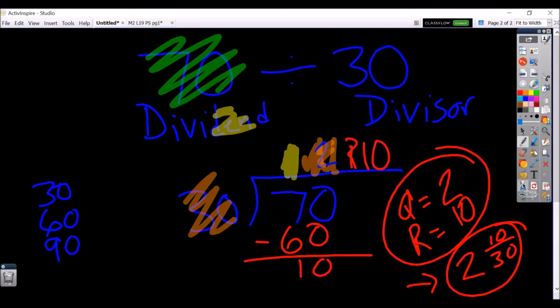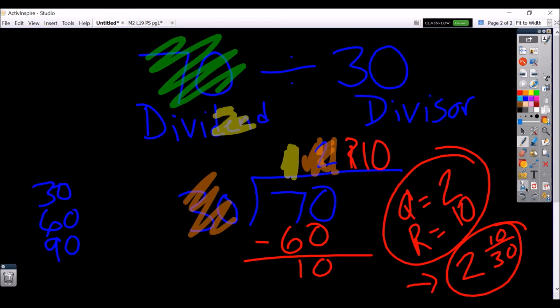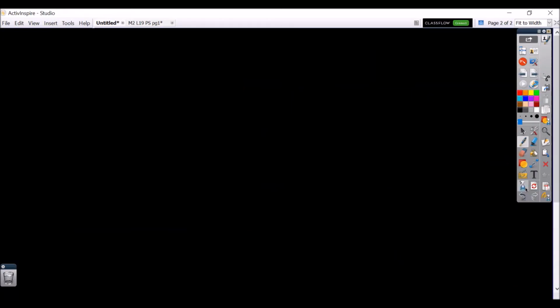So let's erase and try this all again. Whoops, I didn't want to erase like that. Let me clear annotations. That way I keep my black background. All right, so that was a simple way with just multiples of 10. Let's bump it up a little bit more. Let's go to 3 digits divided by 2. Still multiples of 10.